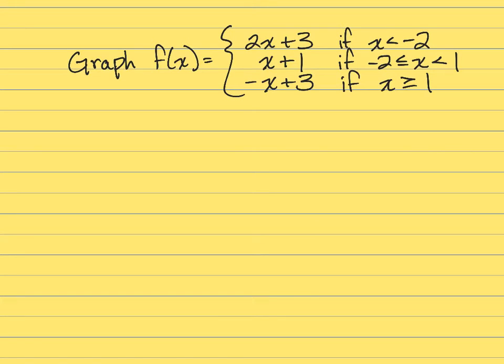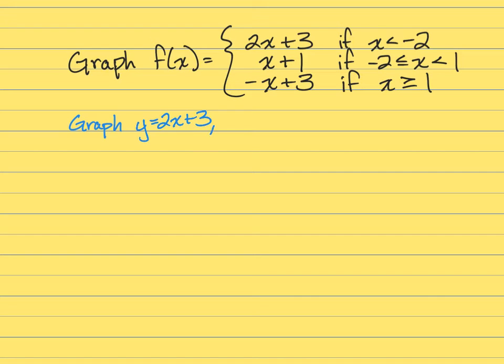So if you're doing this by hand, the best way I've found to do it is just to do each little piece one at a time, and then come up with an answer at the end. So we'll do it roughly here. We're going to start by graphing the first component, and the first component is y equals 2x plus 3.